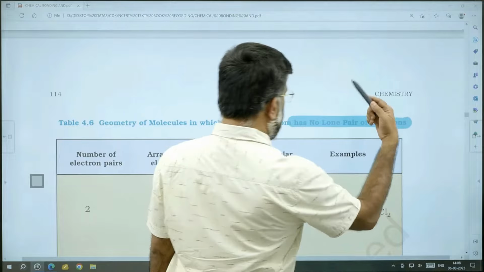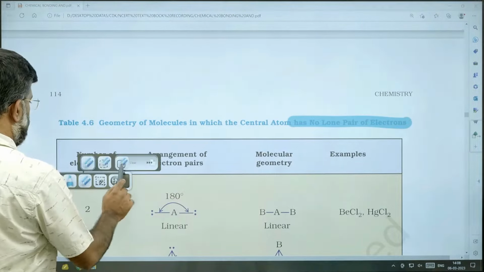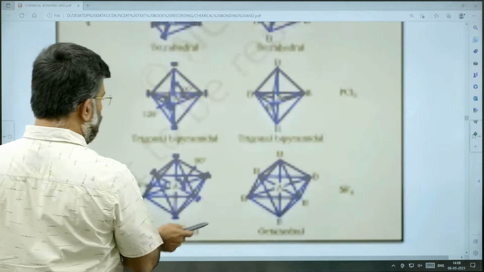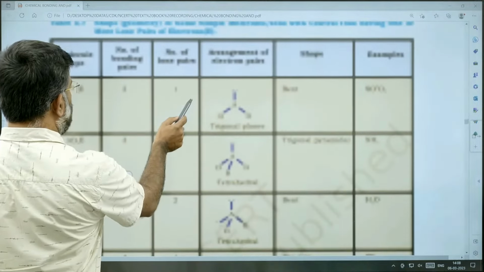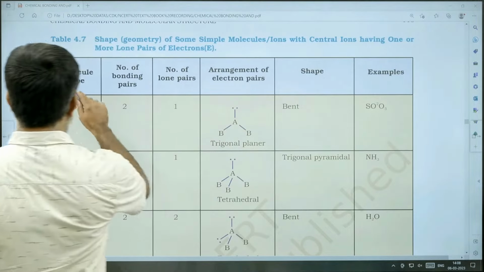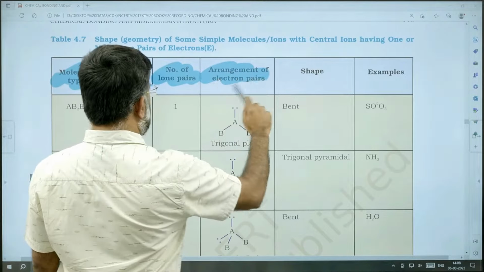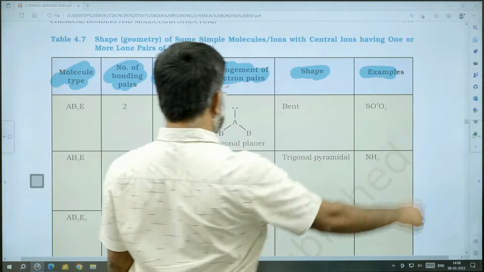No lone pair electrons. Now we are going to review with the lone pairs how it comes. That is in the next table. With the lone pairs, how it is going to be: molecule type, number of bond pair, number of lone pair, electron arrangement, shape and examples.